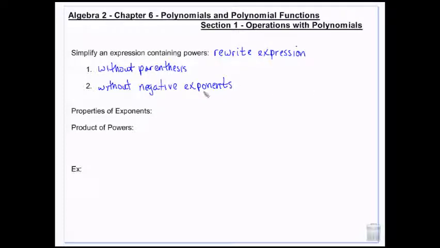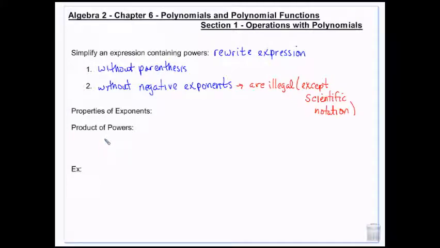Essentially in math, negative exponents are illegal, with one exception, and that's scientific notation. In scientific notation, negative exponents mean something, so that's really the only time they're allowed. So in order to do that, we need to know properties of exponents.